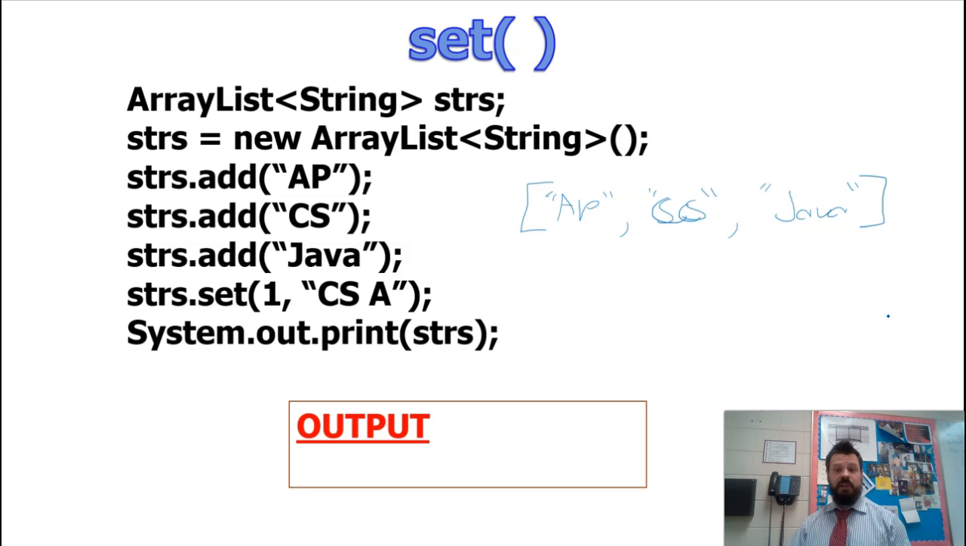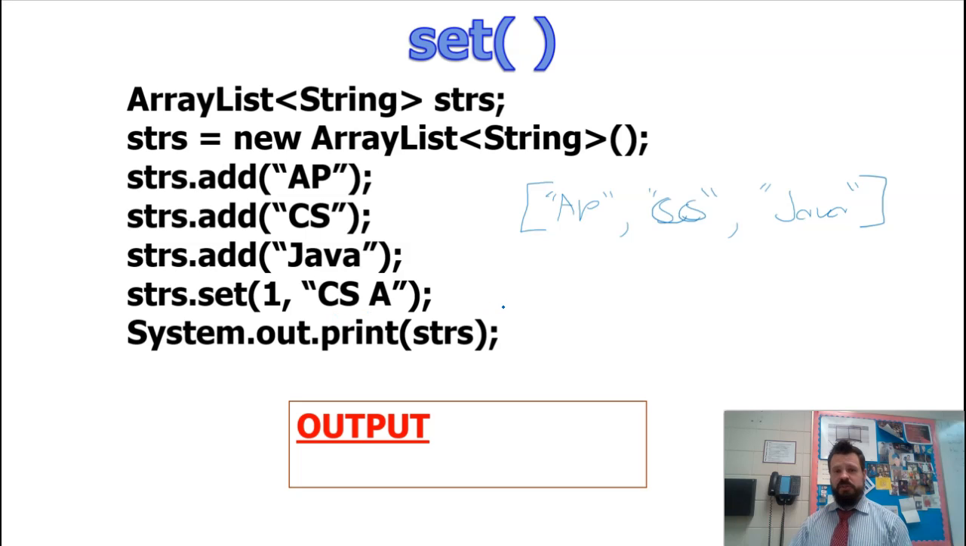Okay, so just like we had in our last example. And then the next thing I have is the set method. So we have strs.set(1, "CSA"). What the set method does is it takes as its first parameter an index, so it tells us where we're setting something, and then what we want to set it to.